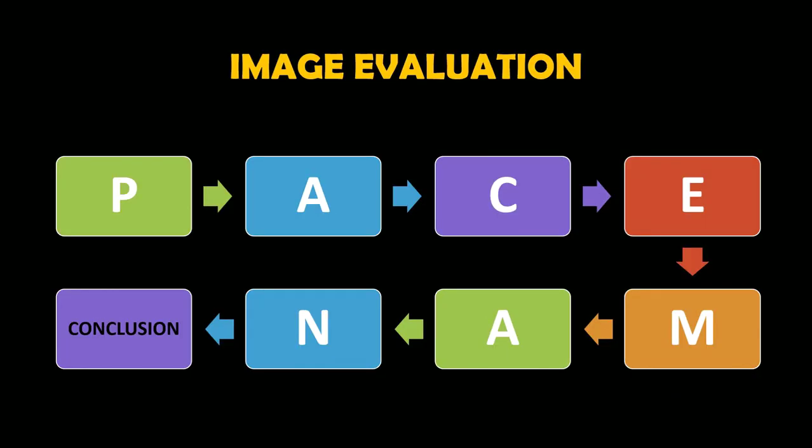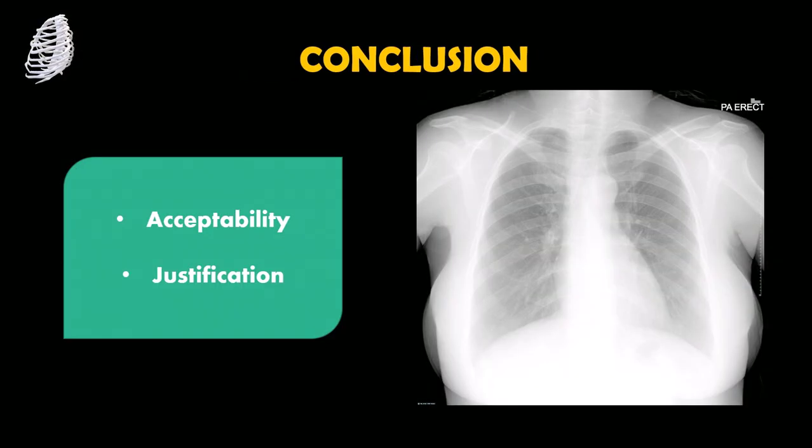Great! We have successfully evaluated the image using the PACEMAN method. However, let's not stop there. We need to decide the acceptability of this image before proceeding with the next radiographic procedure. Based on the evaluation, this image should be rejected due to insufficient exposure factor and absence of patient's name and information. Corrective measures should be applied when repeating this examination to ensure passability of the image.